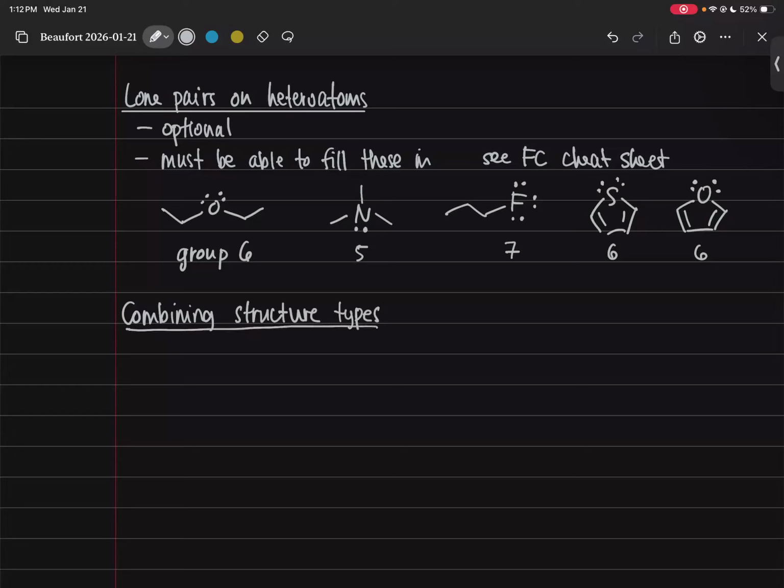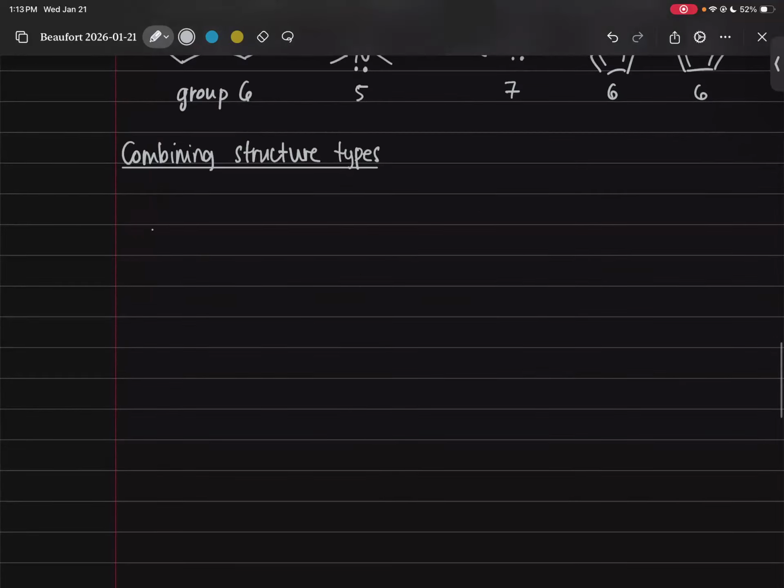So we've talked about condensed structures, CH3, CH2, CH2, CH2, CH3, etc. And we've talked about skeletal structures, but in reality, what we often do is, at least to some extent, combine the two. This is most common with methyl groups or CH3 groups. So let's take this structure here.